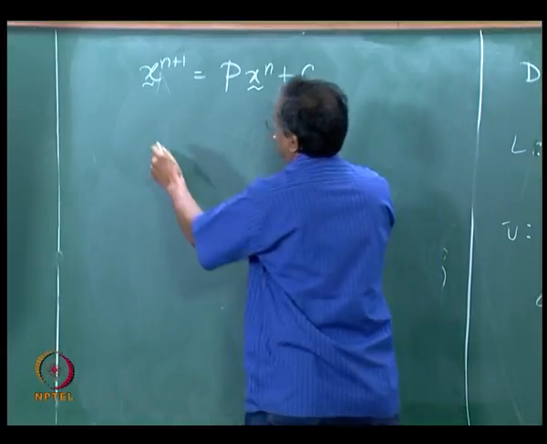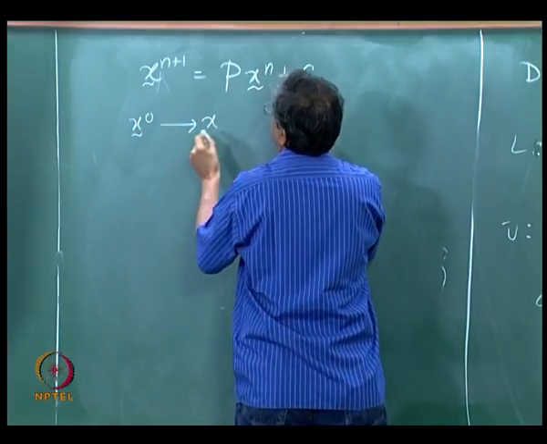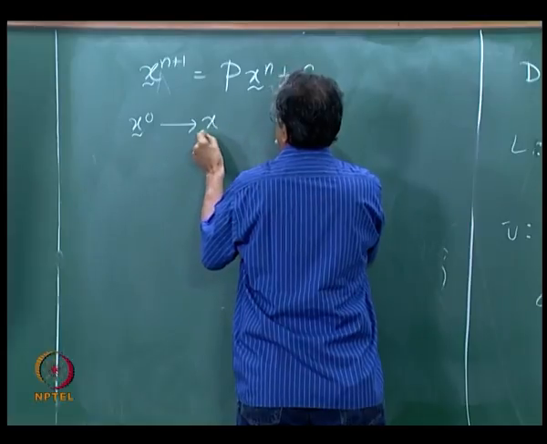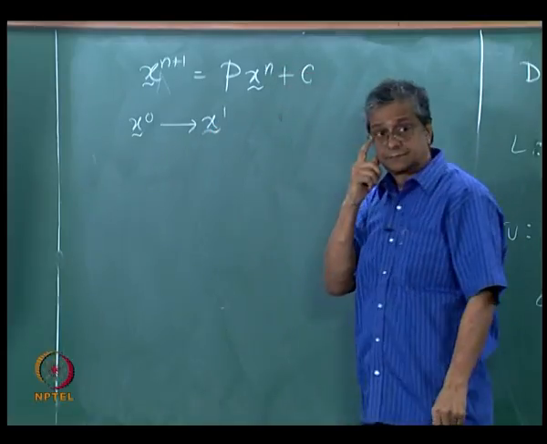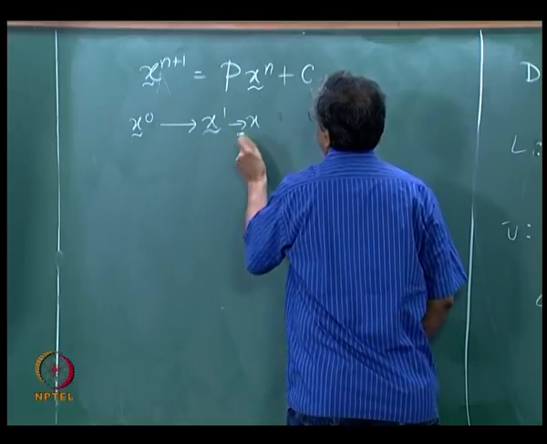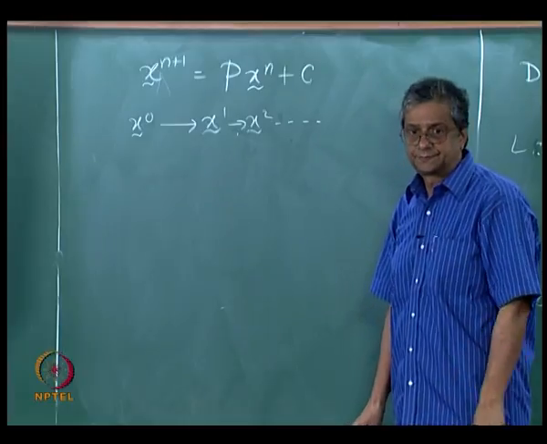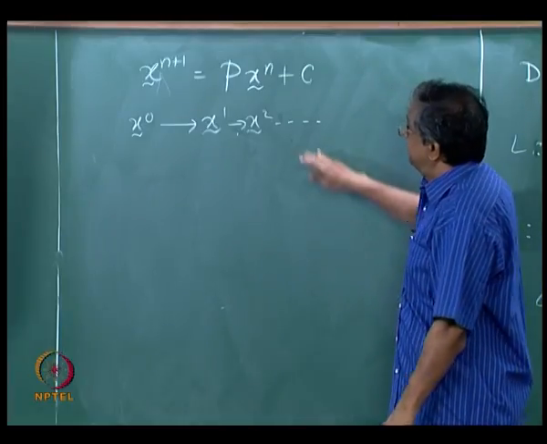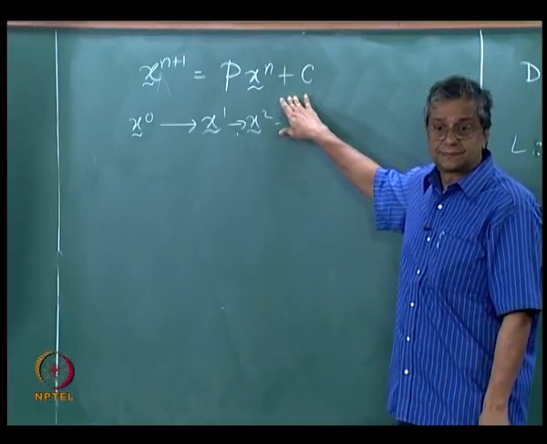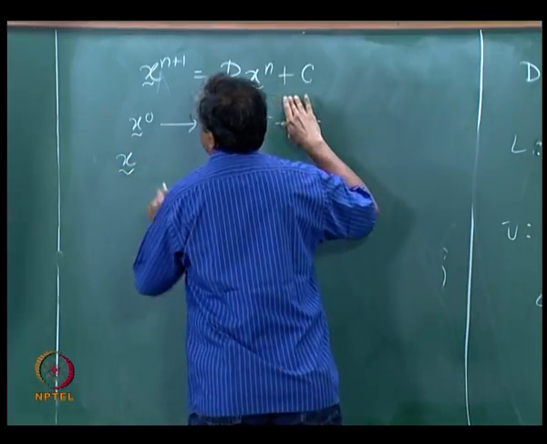So you will guess an x0 and get an x1. That is what you are going to do, and then get an x2. From there you are going to get an x3 and so on. You are going to generate the sequence xn. The actual solution to this equation we will represent by x. So the solution that we want is x.